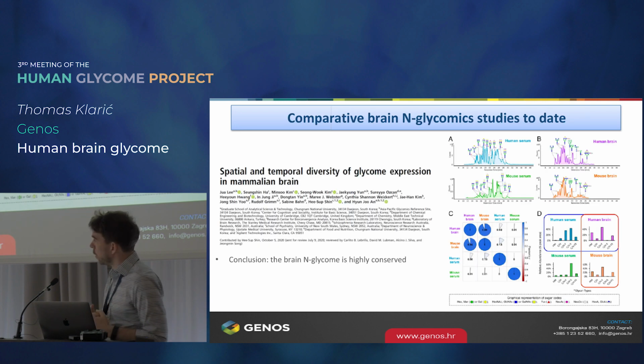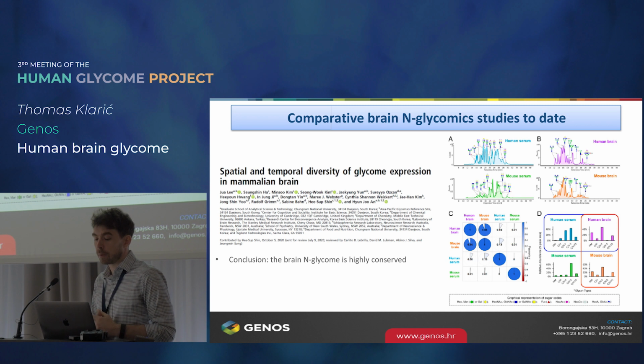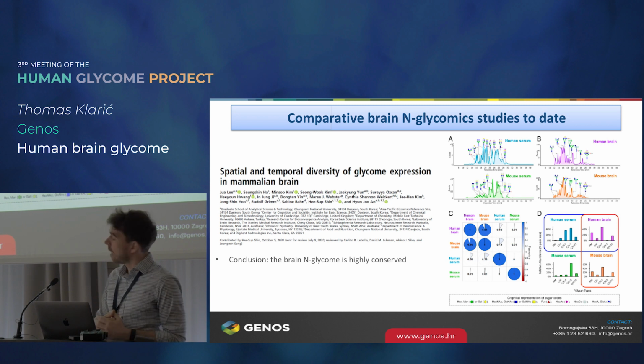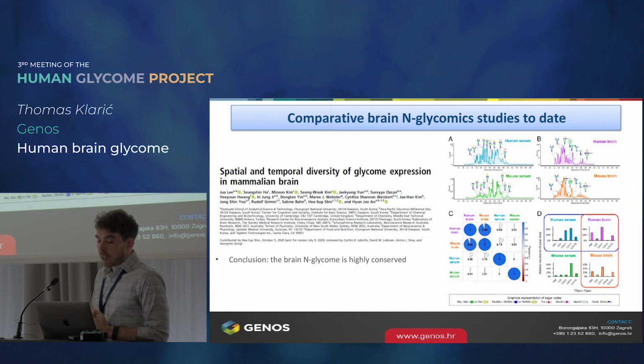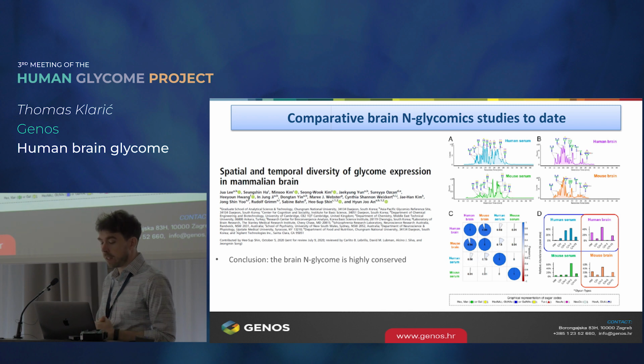Well, let's review the published literature, and it won't take very long because there's really been only one, I would say, meaningful comparative brain N-glycomics study published so far, which was this one I mentioned earlier. And it was a very important study because it was the first of its kind, but the conclusions were a little bit underwhelming because they basically conclude that the brain N-glycome is highly conserved, which it is.